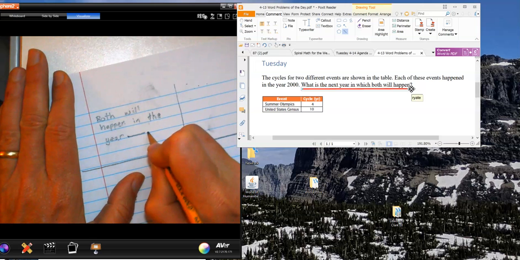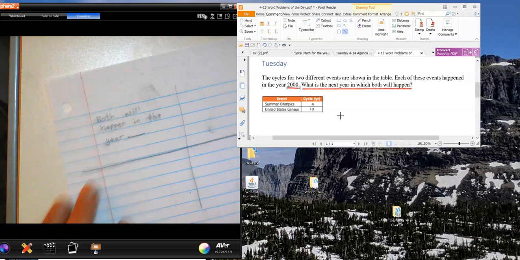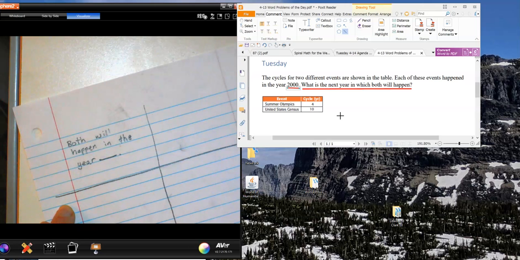Now I notice in this one, boys and girls, that it looks like there's an event and it happens every 4 years, which is the Summer Olympics. And then there's the United States Census, which happens every 10 years. And they started in the year 2000, which leads me to think that we're talking about a pattern today. So what I'll do is I'll set up a table. And I'm going to be looking at this table to help me with that. So I'm going to use this table to help me.